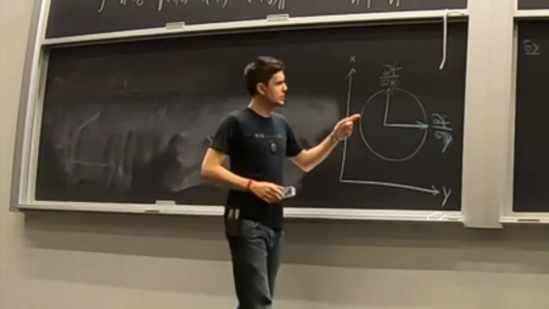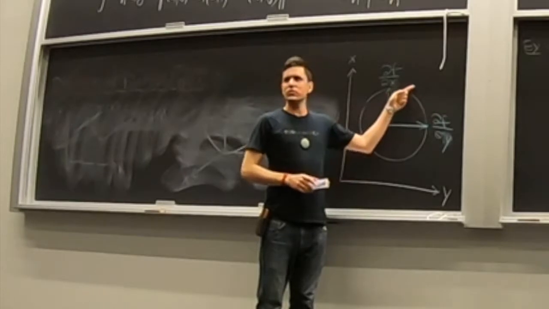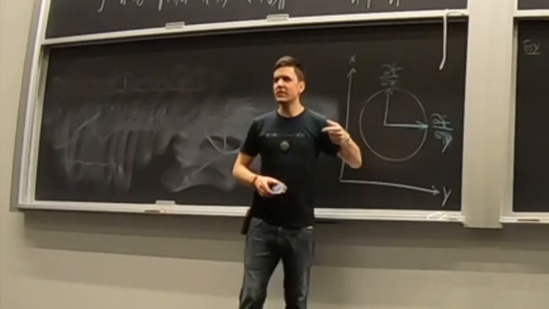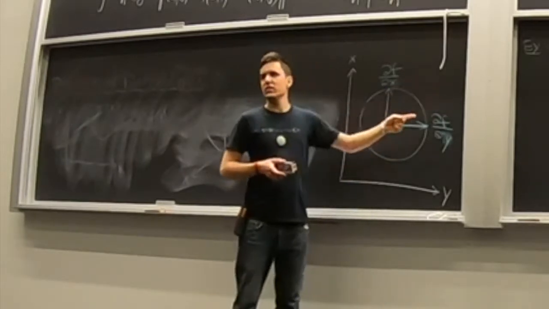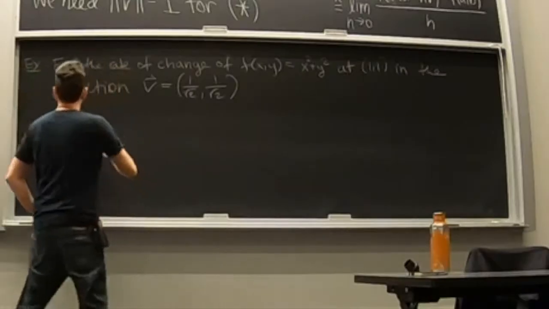So what we'll be doing is heading in this direction, towards 1 over root 2, 1 over root 2. We'll be heading at a 45-degree angle through that point. We'll do the setup here.